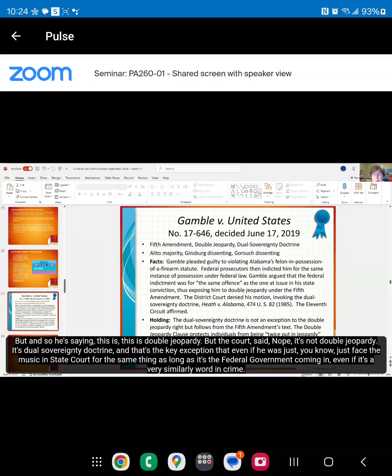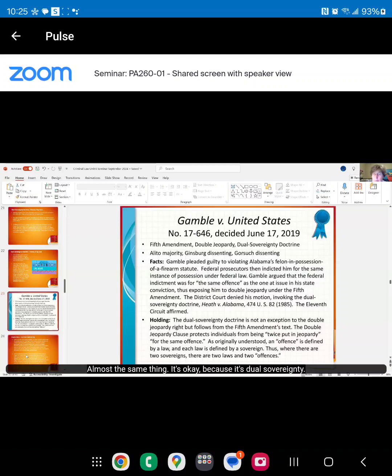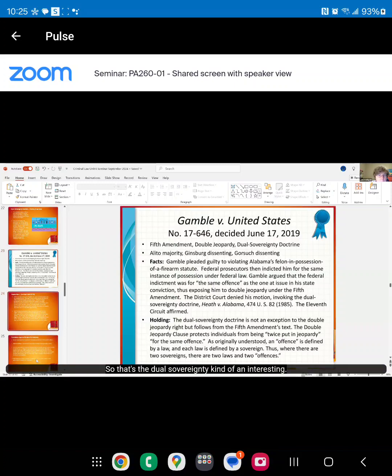Even if he faced the music in state court for the same thing, as long as it's the federal government coming in, even if it's a very similarly worded crime, almost the same thing, it's okay because of dual sovereignty. The idea is that the offense is defined by that particular sovereign, by the state or the federal government. So even though they might look alike, they're two separate crimes. Each state or federal government has the right to go after the defendant. So that's the dual sovereignty.